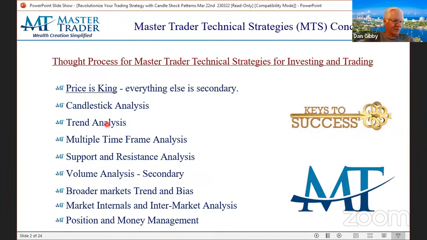And then we take that picture and apply our other concepts, which happens instantaneously once you understand the method. Where is that picture in the trend, support or resistance? What are multiple time frames saying? What are the broader markets doing? And then we just enter and manage in between.